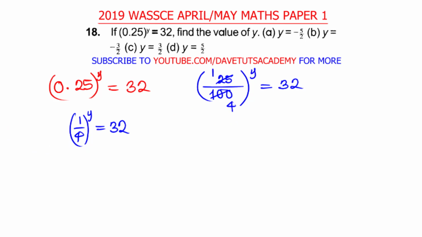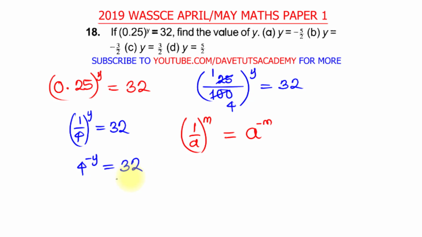Now, by reason of the law of indices, we know that if we have any number, say 1 over a raised to power m, this is the same thing as saying we are having a raised to power minus m. So if we apply that particular law in this case, that means here what we have is 4 raised to power minus y is equal to 32.